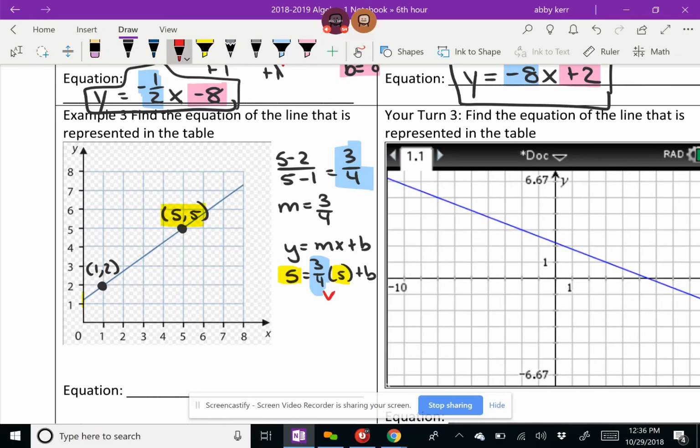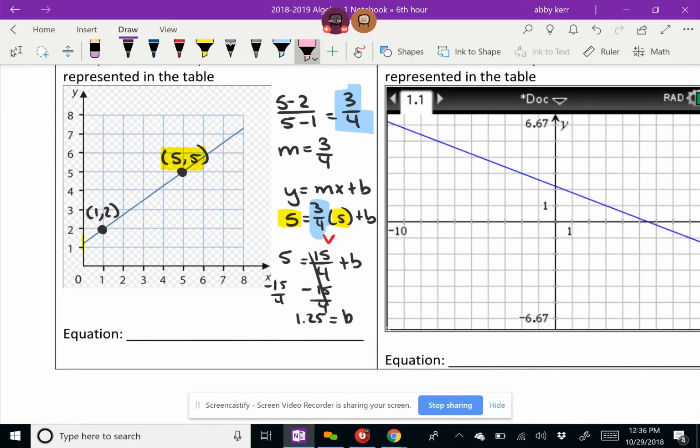3/4 times 5 is 15/4. Now, to undo a positive fraction, we're going to subtract the fraction. Those go away. We're left with b equals, and if you put it in the calculator, it's 1.25. Now we need to create an equation: y equals 3/4x plus 1.25.